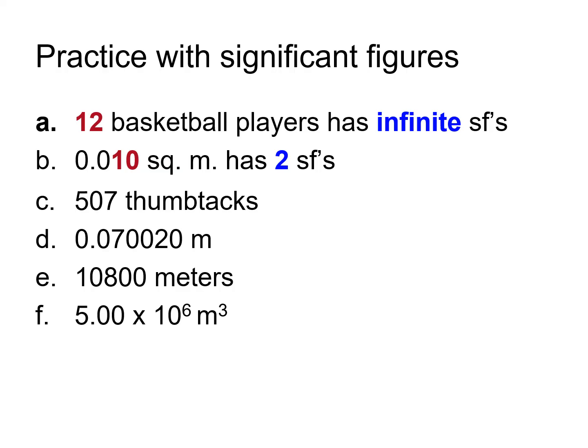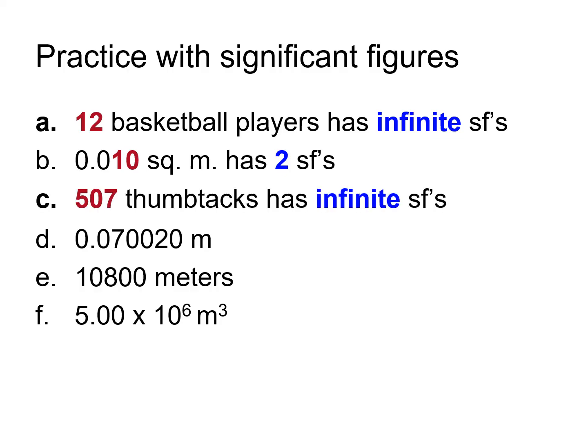507 thumbtacks. You may have predicted 3 significant figures, but you can't have part of a thumbtack. If it's broken, it does not work and it's no longer a thumbtack. Since it can only be a whole number, this is an exact count. No matter what you use that figure in, it will not limit the significance of the answer, so we say it has infinite significant figures.